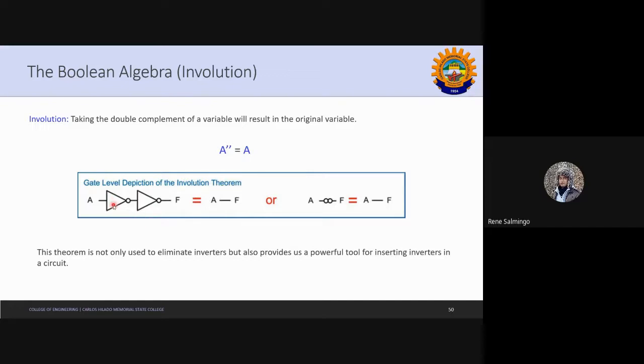Likewise, to demonstrate, for example, this is 0. When it goes through this side, it becomes 1. And if this becomes 1, it becomes 0. So A is still A at the output F. That's what we mean by involution. It's just going back to its original input.